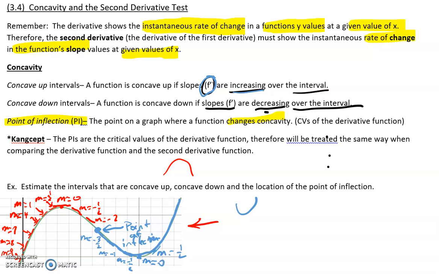Okay? And that's what I've said right here. The points of inflection, what I call PIs, are the critical values of the derivative function. Therefore, we will be treating them in the same way, comparing the derivative function and the second derivative function. Okay?